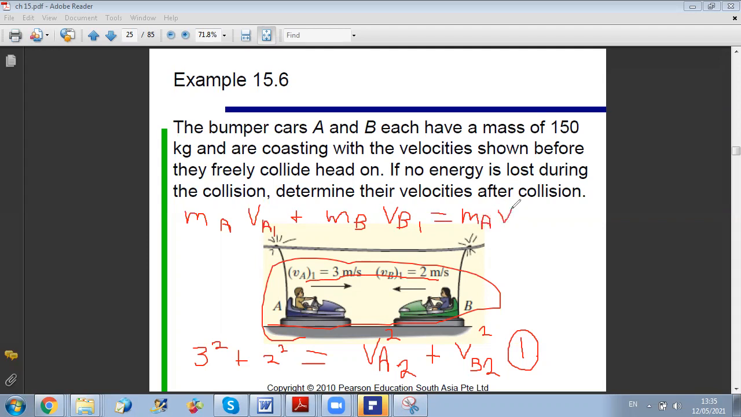Okay, VA1 and VB1 are given. We should just pay attention that they are algebraic values. If we take the positive direction towards the right, then we will replace VA1 by plus 3, and VB1 by minus 2. Okay, so this will give you the second equation with variables VA2 and VB2. So let us replace to see what is the second equation we get. As we said, the mass is the same, so it will be simplified.